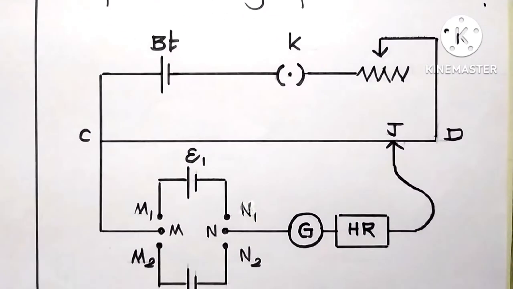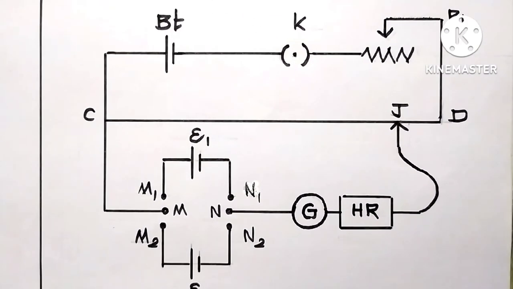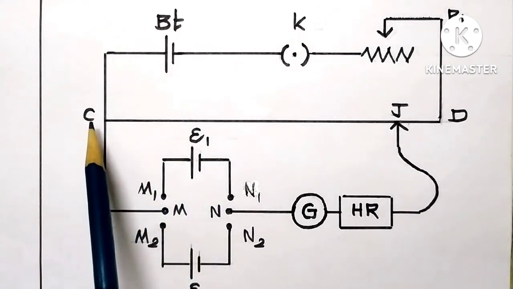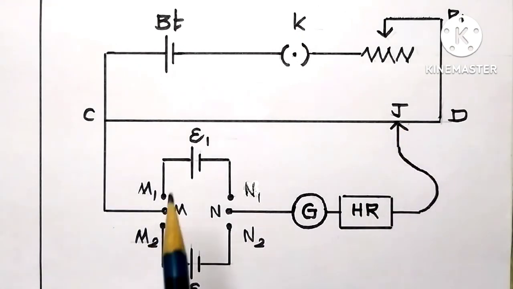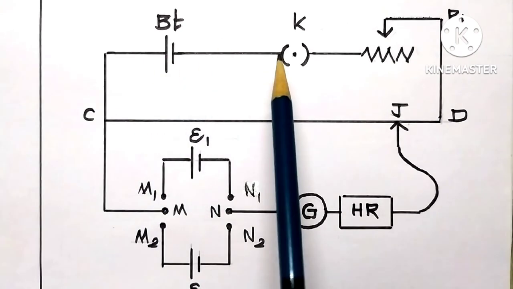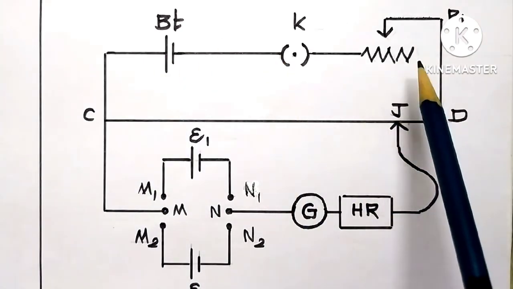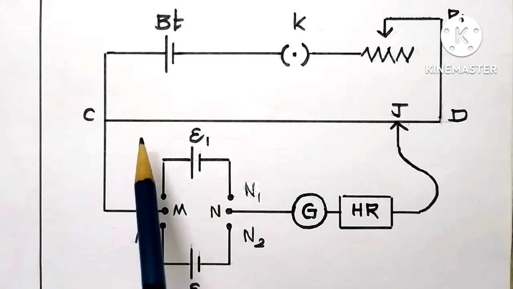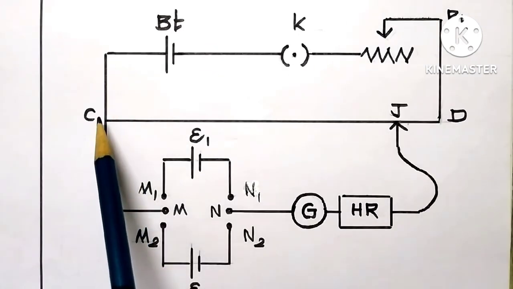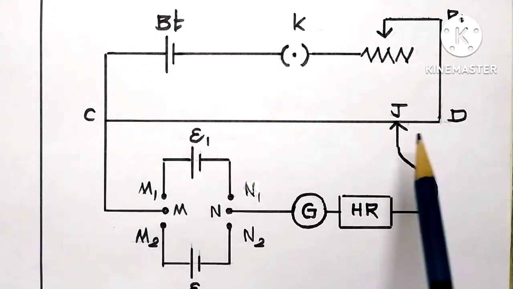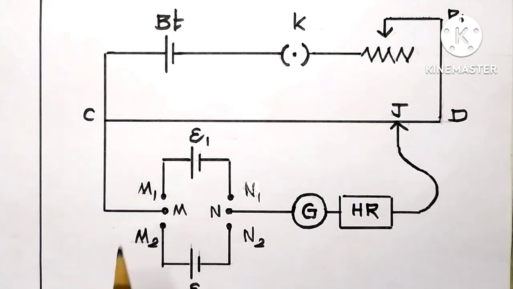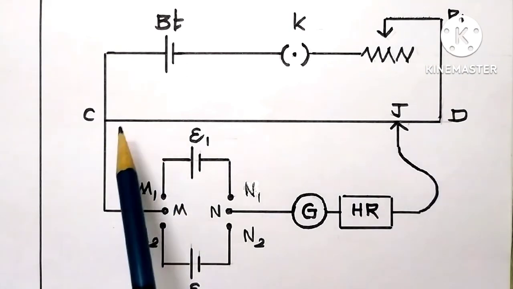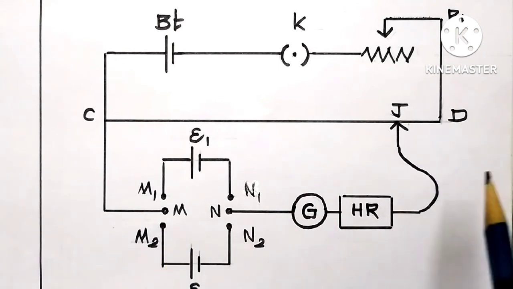For this, first we need to draw a neatly labeled diagram. Here comes the diagram. This CD is the potentiometer wire, and here comes the battery and key, and here comes the rheostat. The circuit which is just above the wire CD is known as primary circuit, and the circuit which lies below the wire CD is known as secondary circuit.